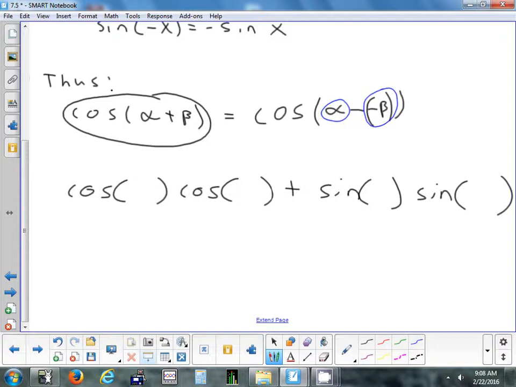Okay, what's my first argument? Derek? Alpha. Yep. And my second argument. Okay, just be careful here what we write down. Cosine, negative beta. Okay, for sine, my first argument, alpha. My second argument, negative beta.